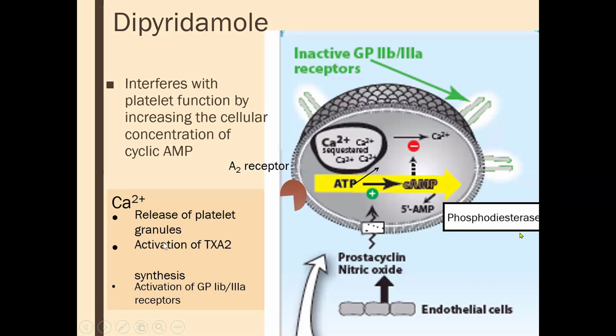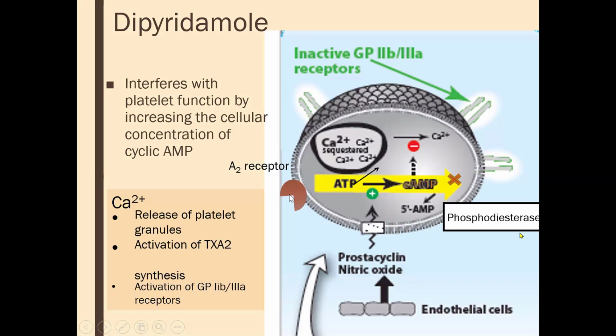Similarly, these are other roles of calcium. Decrease in calcium means activation of thromboxane A2 synthesis decreases, so thromboxane A2 synthesis will also be decreased. Similarly, the activation of the IIb/IIIa receptor is also inhibited, right? So this is the main thing to remember here. Another mechanism: it also increases adenosine receptor activation.